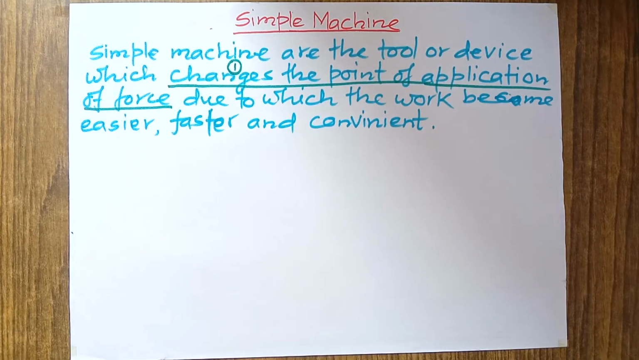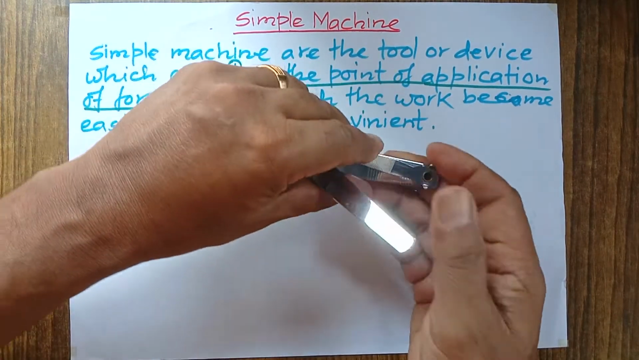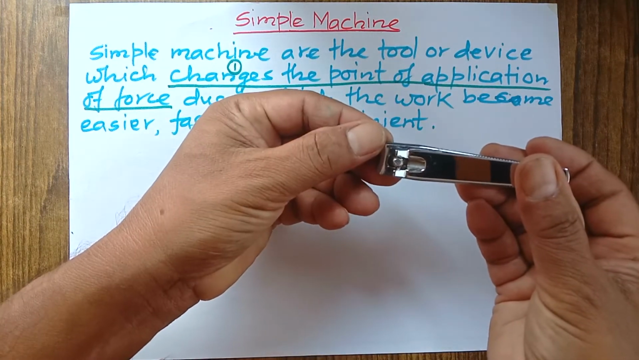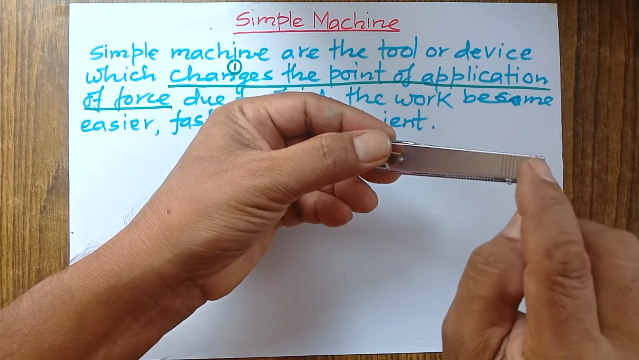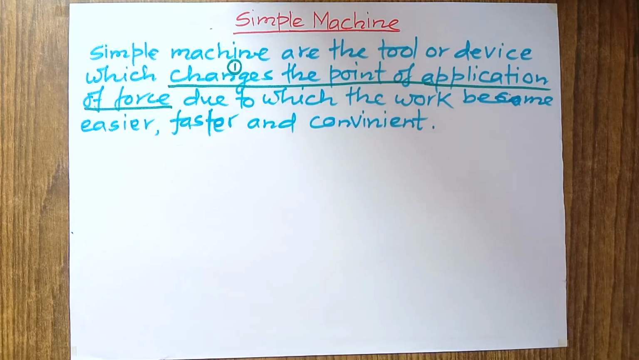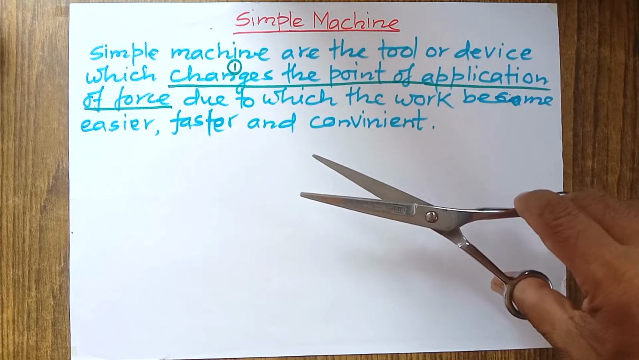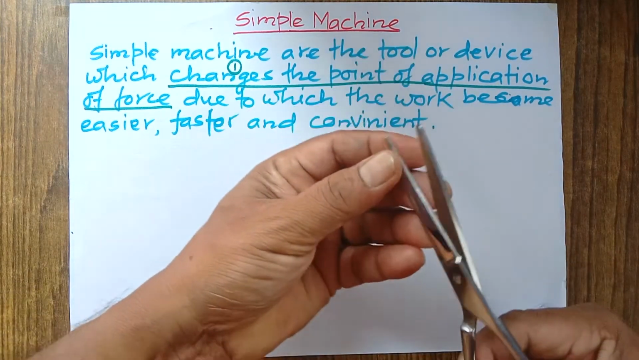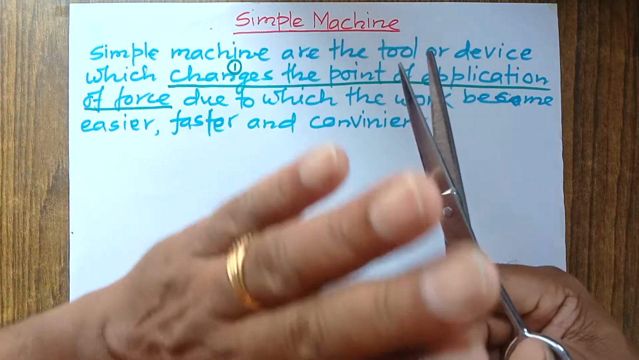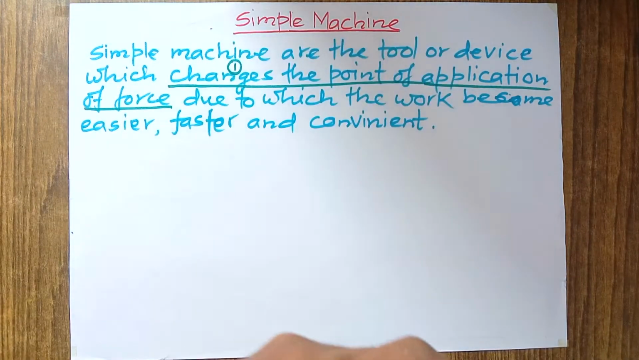Just for example, this nail cutter is a simple machine. It is a lever. When we apply force at this point, then its effect is produced at this point and nail is cut. It means point of application of force is changed here to this point. In the same way, we can see another also. This is a scissor, which is one of the simple machines. When force is applied at this point, we'll be able to cut something at this point. The point of application of force is changed. Force is applied at one point, but its effect is produced at another point. In all the simple machines, same thing happens.